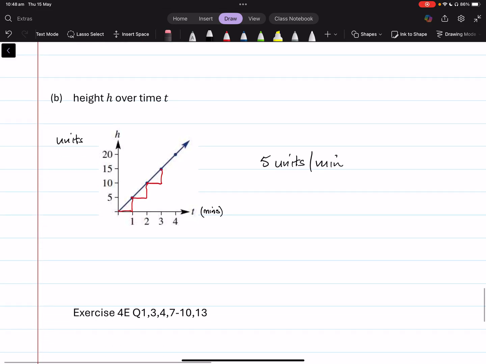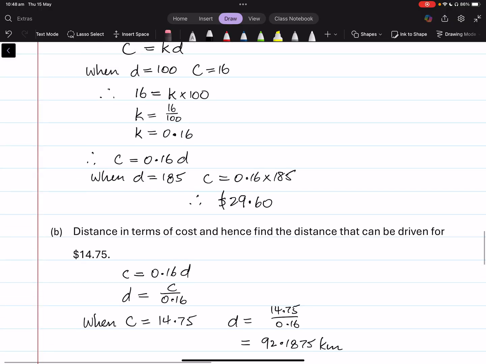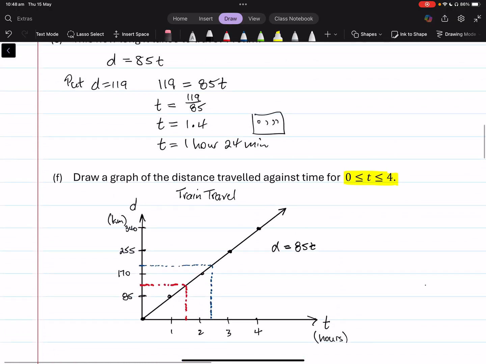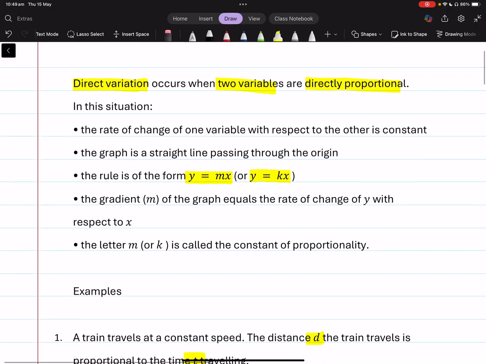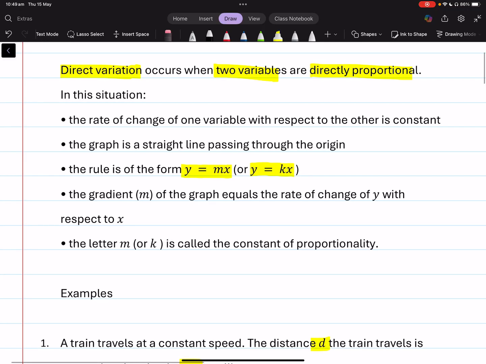All right, now these are the exercise questions I'm going to be getting you to go on with from exercise 4E at the bottom of the page there, but I'm just going to pop back to the top now that we've done some examples. So if you have a look at this, I'm just going to go over this.